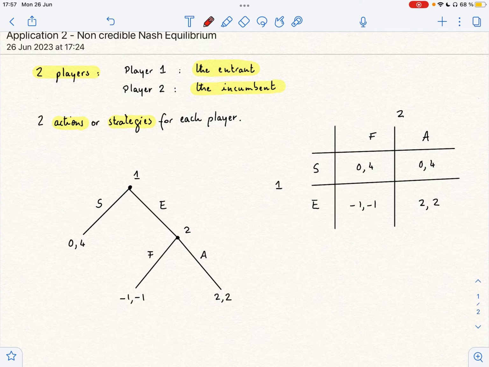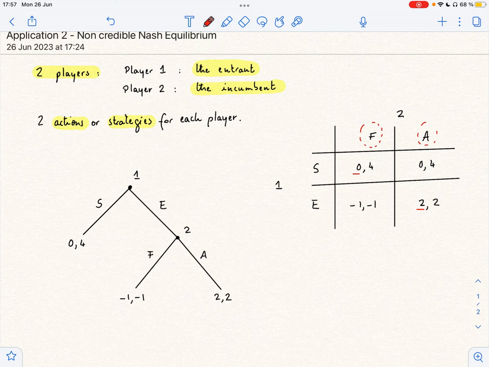So let's start with player 1. Suppose player 1 believes that player 2 is going to fight. If player 1 believes that player 2 is going to fight, they're going to compare 0 and -1. And they're going to stay out because they don't want a negative payoff. So 0 is the highest payoff, so S is going to be the preferred option. That's if they believe that player 2 is going to fight. If they believe that player 2 is going to accommodate, they compare 0 and 2, and this time they'll want to enter the market because 2 is the greatest payoff, right?